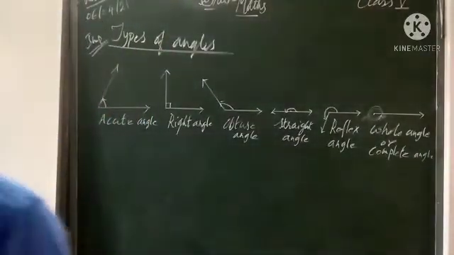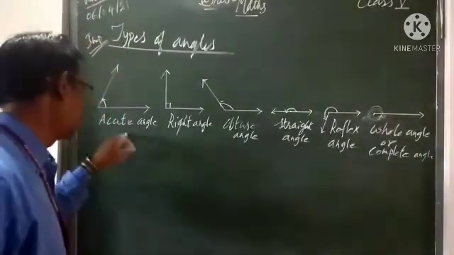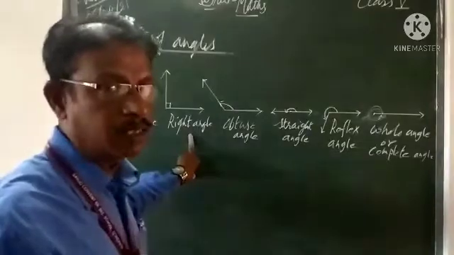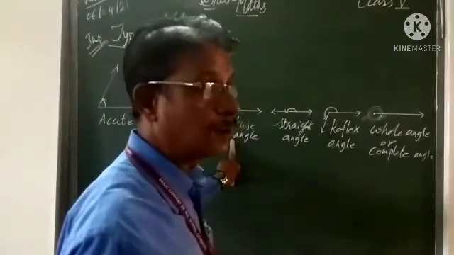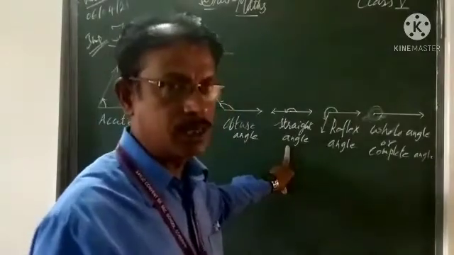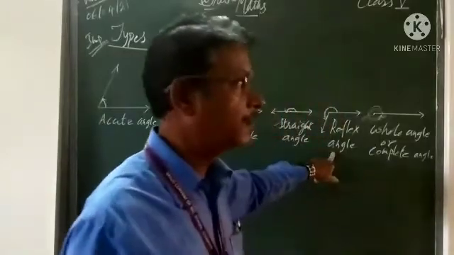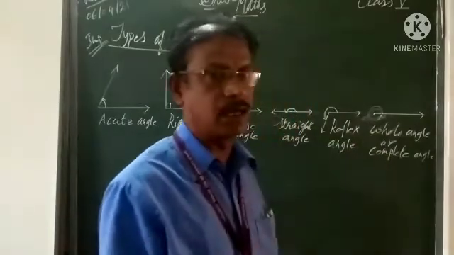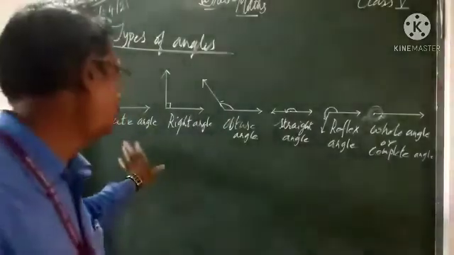At first, understand these six different types of angle. Again, one time I will tell. Acute angle means an angle whose value is less than 90 degrees is called acute angle. Right angle means an angle whose value is exactly 90 degrees is called right angle. Obtuse angle means an angle whose value is more than 90 degree but less than 180 degrees is called obtuse angle. Straight angle means an angle whose value is exactly 180 degrees is called straight angle. Reflex angle means an angle whose value is more than 180 degree but less than 360 degrees is called reflex angle. Whole angle or complete angle means an angle whose value is exactly 360 degrees is called whole or complete angle. So I hope that you have understood this one.